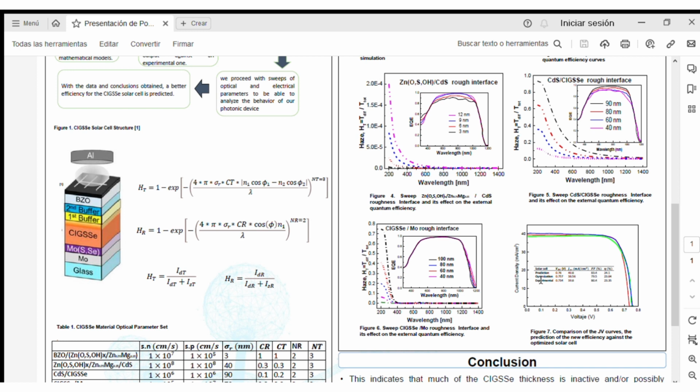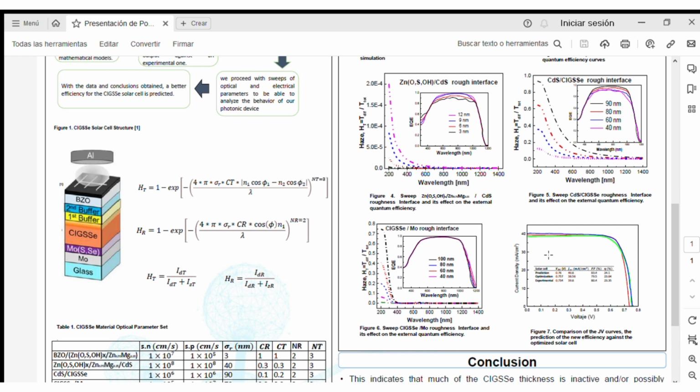It shows that the curves for the Haze function for HT begin to grow from 200 nanometers to 1400 nanometers of wavelength, which shows relatively poor photoresponses in the longer wavelengths like the near infrared region. Given that the poor near-infrared responses in EQE are often associated with the poor charge collection of minority carriers generated near the Mo back contact, this indicates that much of the CIGSe thickness is inactive and/or possibly contributing to series resistance in the device.